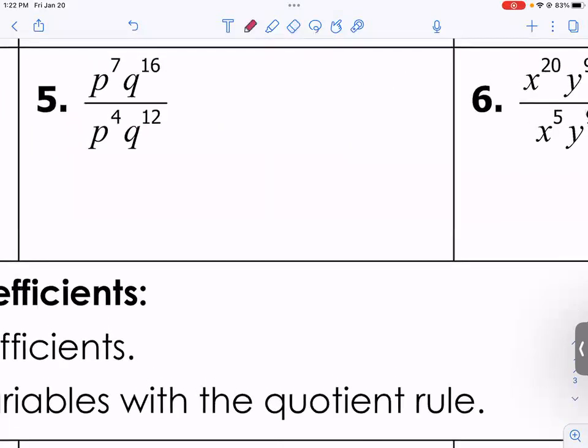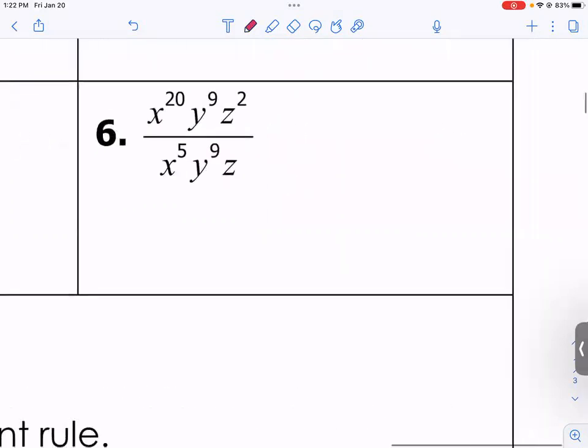Okay, your answer for number 5, Kane. Good, good. All right, so let's look at number 6 together. When we have x to the 20th over x to the 5th, that is going to be rewritten as x to the 15th.